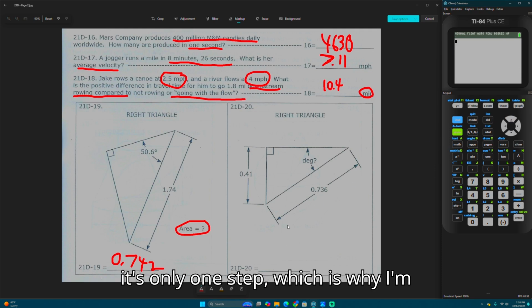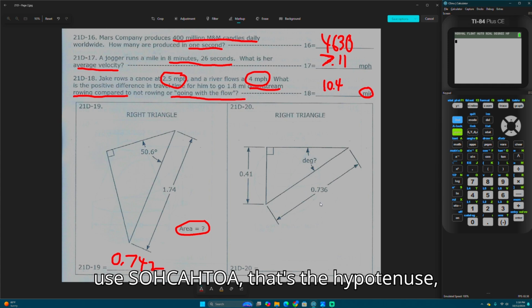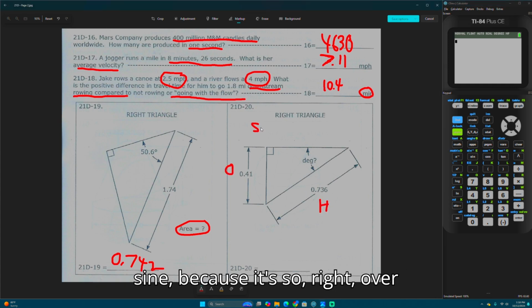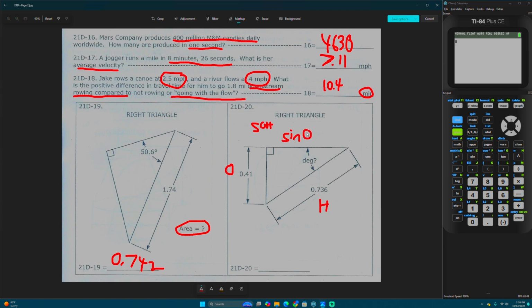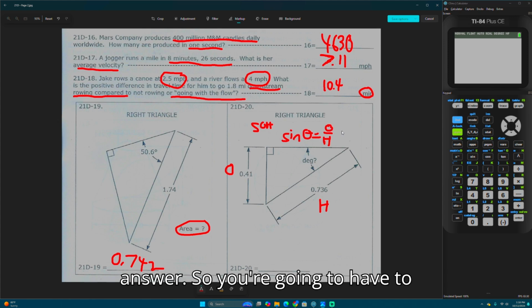Now for this one, it's only 1 step, which is why I'm going to do it by hand. We're going to use SOHCAHTOA. That's the hypotenuse. That's the opposite. So it's going to be sine, because it's SOH, opposite over hypotenuse. So it's the sine of theta is equal to opposite over h. Normally you don't write this many steps, but I want to show you how I'm getting my answer.